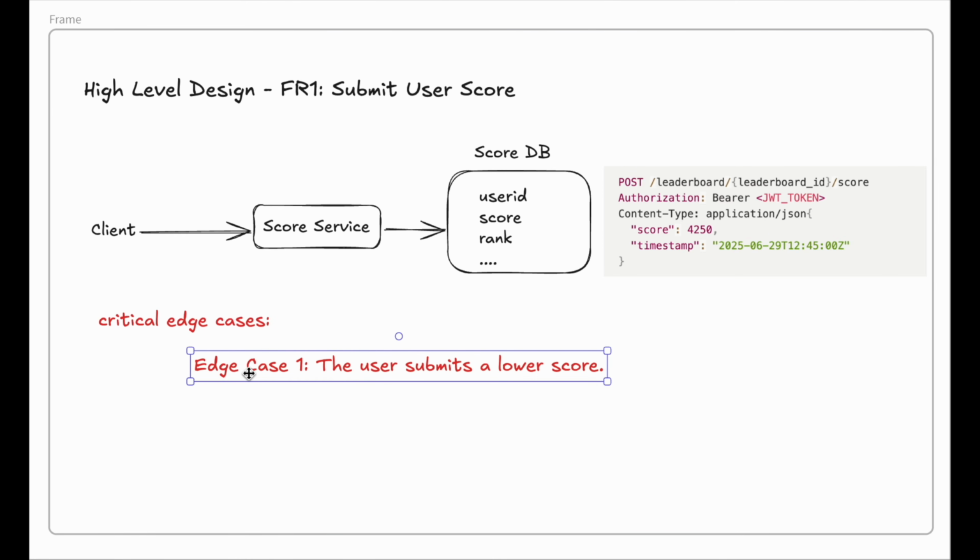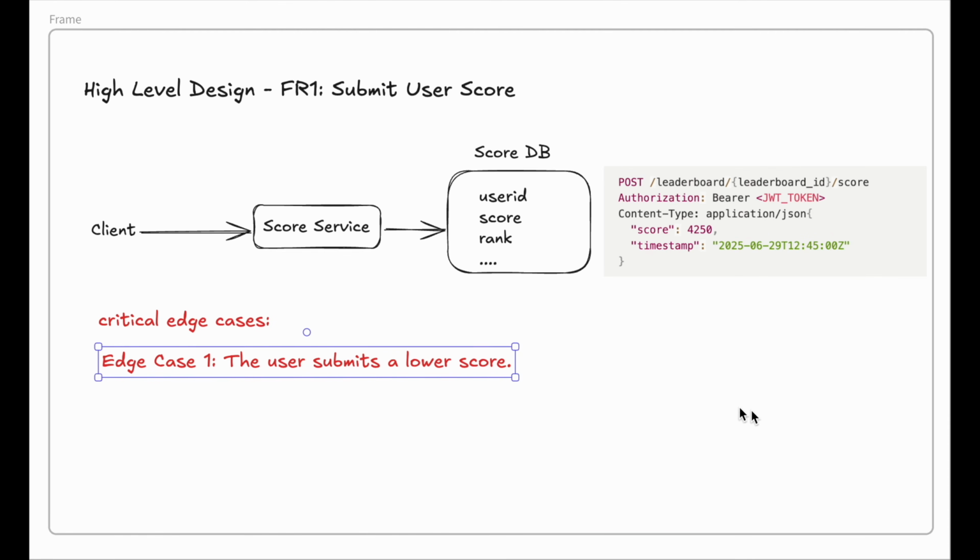Edge case 1. The user submits a lower score. Should we allow it? In most systems, we only store the highest score per user. That's to prevent score regression or leaderboard manipulation. If a user submits a lower score, we might reject it or simply ignore it.